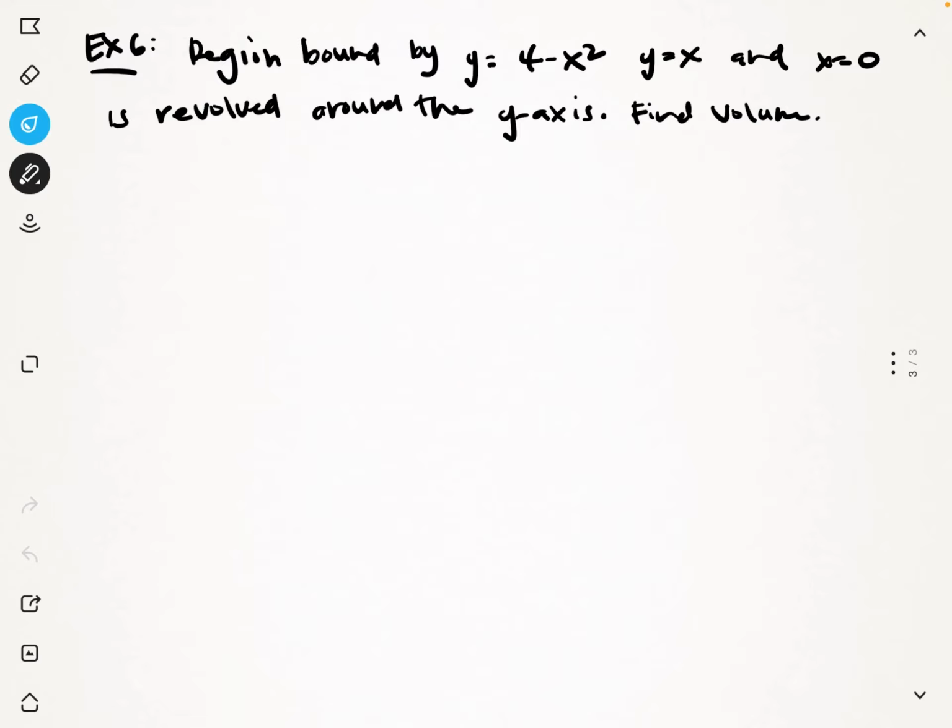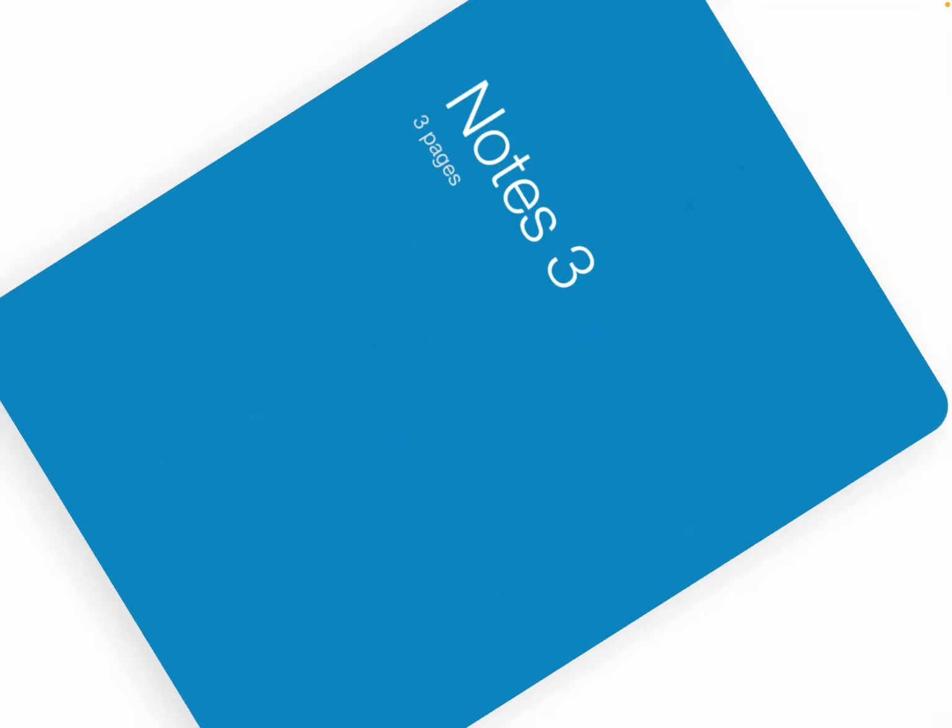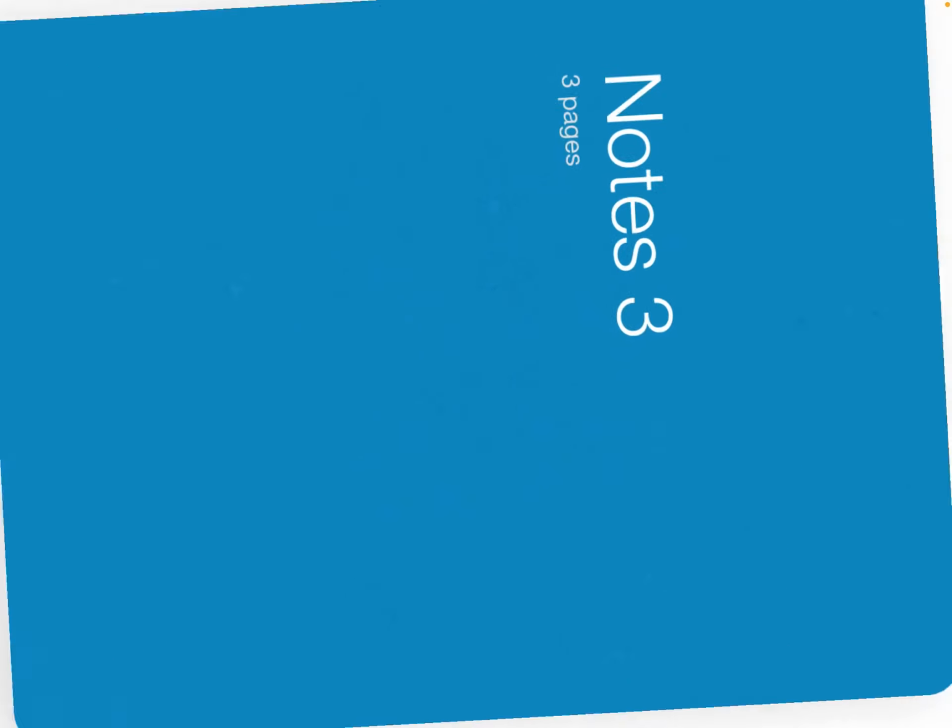Okay, on to the next one. So this one says the region bound by y equals 4 minus x squared, y equals x, and x equals 0 is revolved around the x-axis. So find the volume. All right, let's graph this. 4 minus x squared. Sorry.